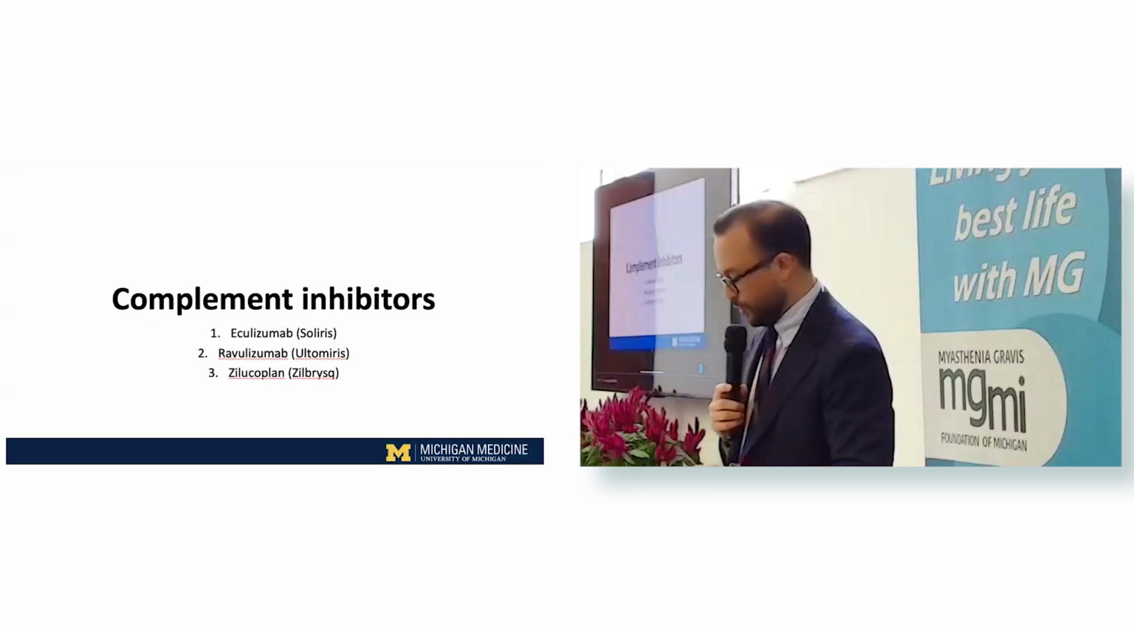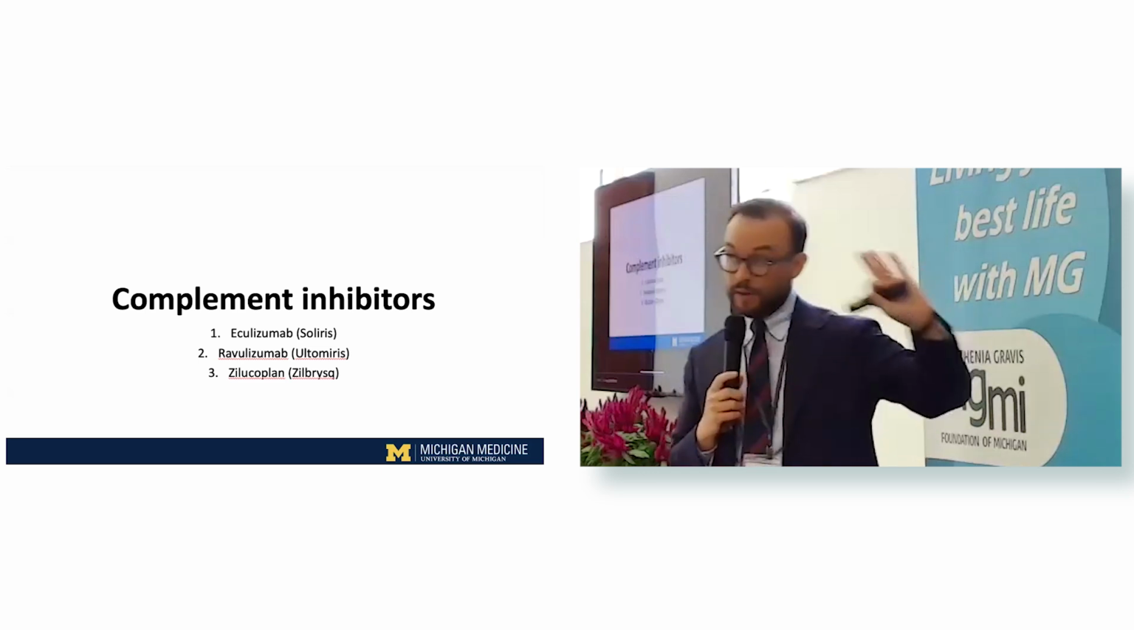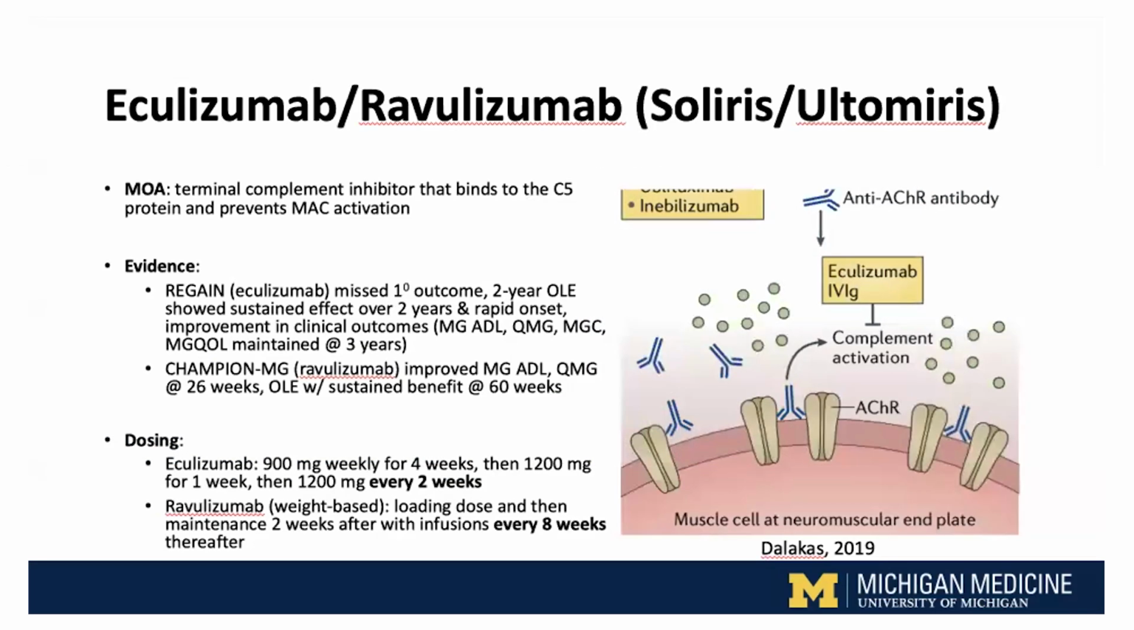As far as the first group I'm going to talk about, it's the complement inhibitors. The ones that are FDA approved at the moment are eculizumab, ravulizumab, and zilucoplan. Complement inhibitors have a unique mechanism of action. As I mentioned before, with acetylcholine receptor antibody myasthenia gravis, this leads to complement activation, right? That complement cascade leads to damage of those receptors at the membrane, ultimately leading to someone developing weakness. These directly inhibit that cascade. They bind to it, prevent it from occurring, and prevent the destruction that occurs to those receptors.